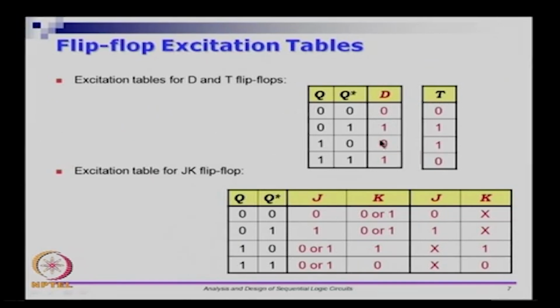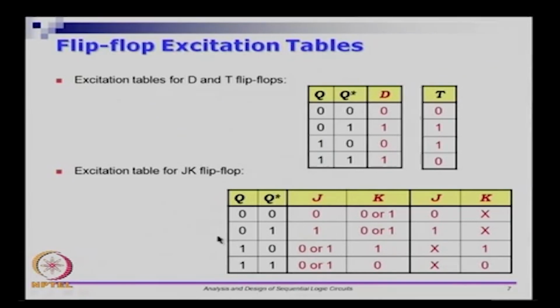T flip flop on the other hand is interesting. So, 0 to 0 means you are not toggling, so T should have been 0. 0 to 1 means you are toggling, which means T should have been 1. 1 to 0 means you are toggling, so T should have been 1 to toggle. 1 to 1 means you stay at the same place, so it is 0. So, if I give you the current state and next state, in the excitation table you are actually writing down what should have been the value of the inputs to the flip flop so that the flip flop will go to the corresponding next state.